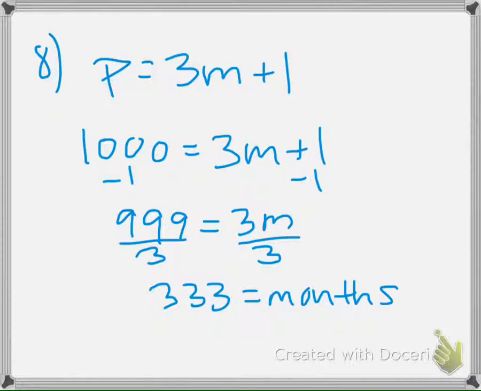So it would take her 333 months to collect 1,000 puppies. If you want to know what that is in years, I could do 333 divided by 12, because there's 12 months in a year. That's 27.75 years. That would take a long time to get 1,000 puppies. And I hope nobody ever has that many puppies.